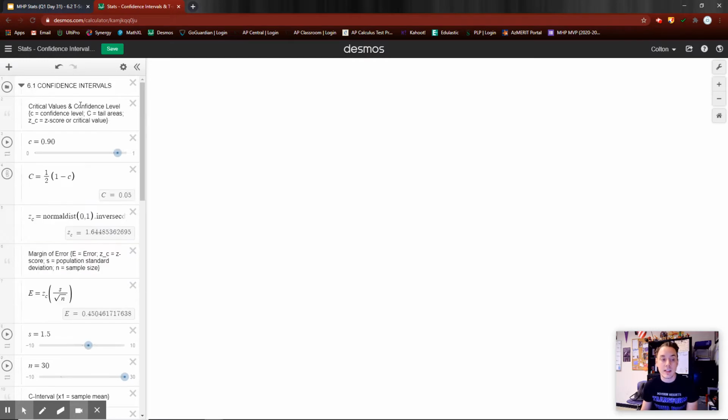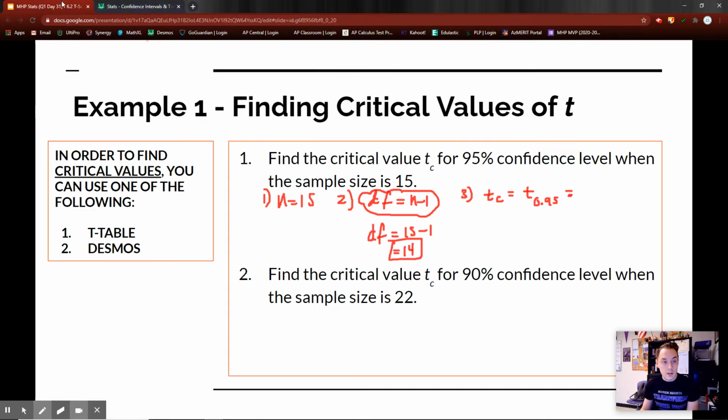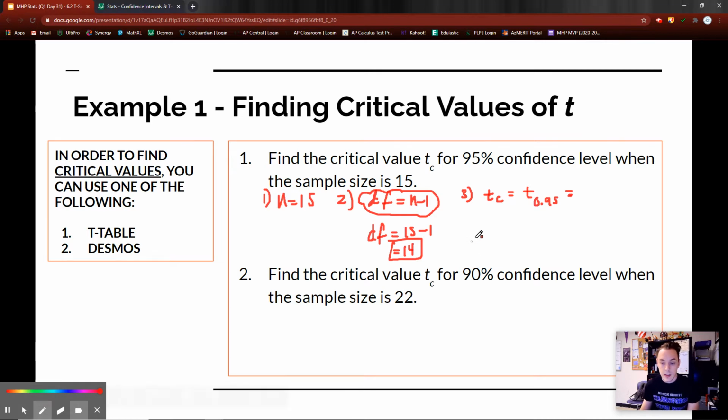If I click on 6.1, there's no extra number that I need to change. It's just 0, 1. That's my standard normal curve. Done. However, here I do need to change that. That is what I call my degrees of freedom. So I need to change that to 14. And now it's 2.144. So I go over here, 2.144. And that is my critical value, my t-score, 2.144. That's how you find them.